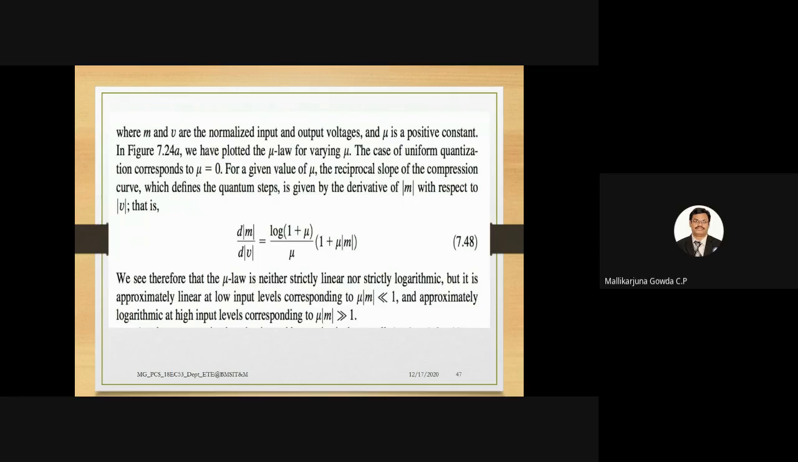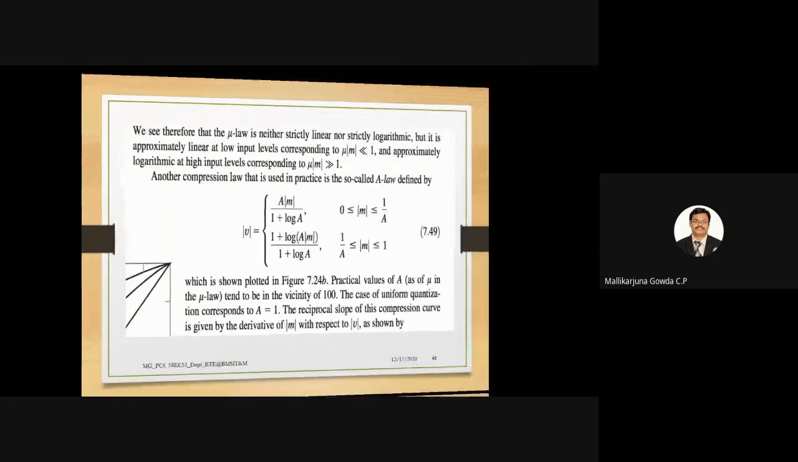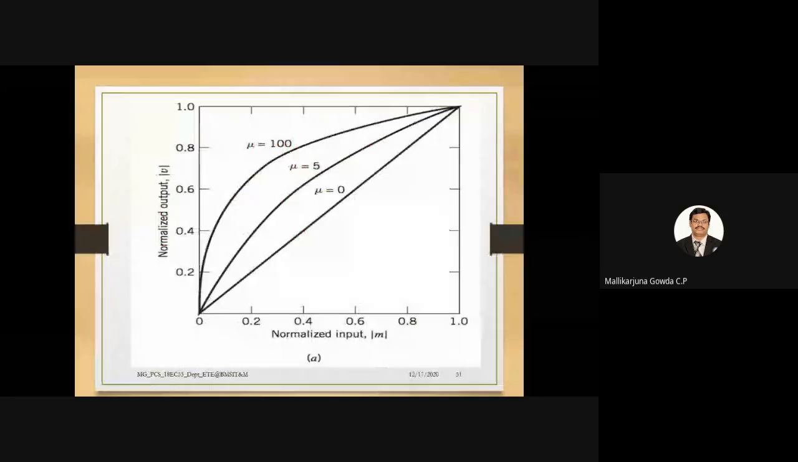And I hope I have shown the graph of mu law for different values of mu. When mu is equal to 0, I said it corresponds to a uniform quantizer. Yeah, this is the graph. When mu is equal to 0, it is a uniform quantizer because this is the input versus output graph, so the output increases linearly with the variation of the input voltage.